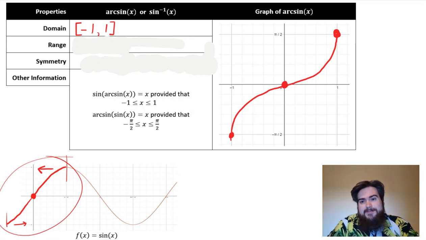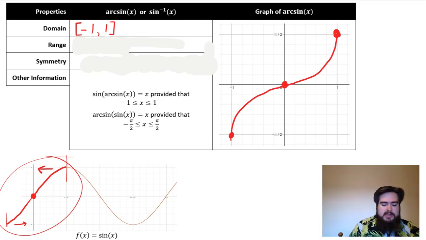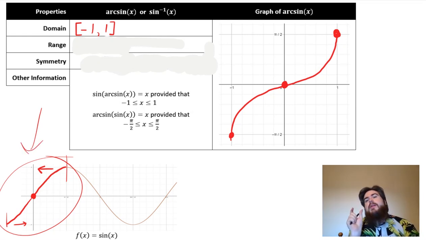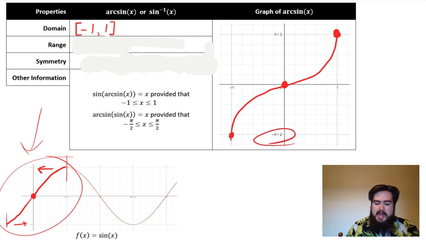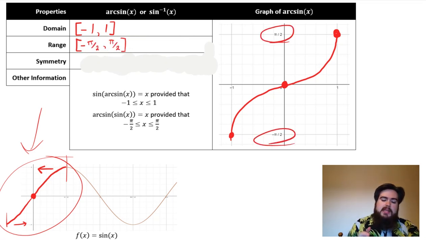The range, on the other hand, it is true that the domain was the same thing as the range for sine. However, the range for arcsine is not going to be the same as the domain for sine, because if it was, then we would not have a true function. We had to restrict and only take a portion of it from sine. That portion, that range, or that domain that we have, that's going to be the new range for arcsine. And that range goes from negative pi halves to pi halves inclusive.